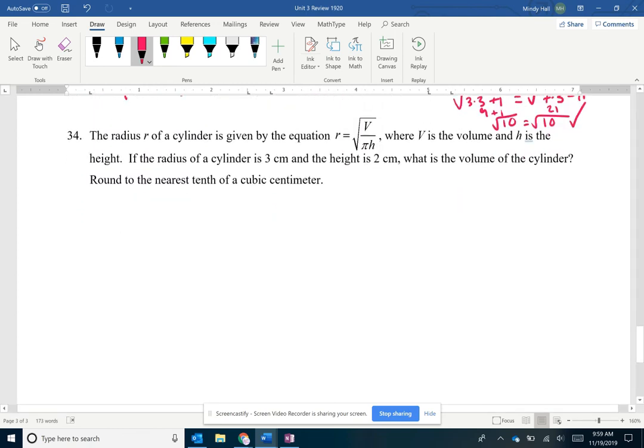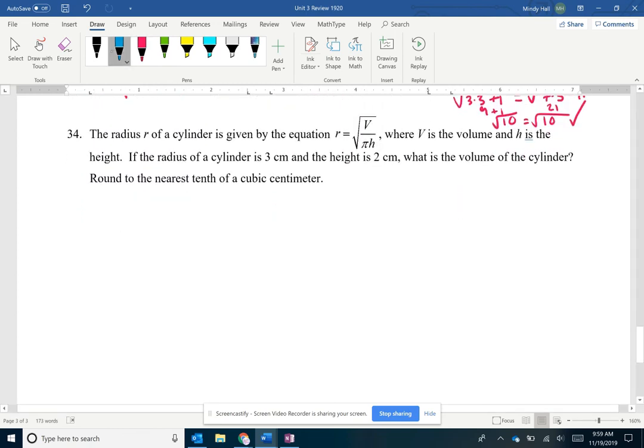So then 34, we have the radius of a cylinder is given by the equation r equals square root of v pi over pi h, where v is the volume and h is the height. If the radius of the cylinder is 3 centimeters and the height is 2 centimeters, what is the volume of the cylinder? So since I want the volume, I know I need to plug in r and h. We know we're plugging in 3 for r and 2 for h.